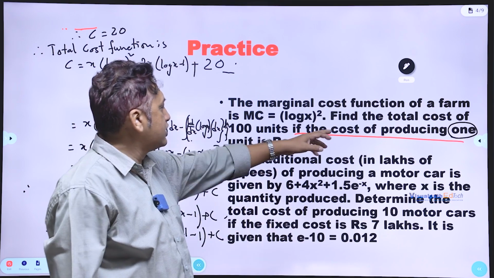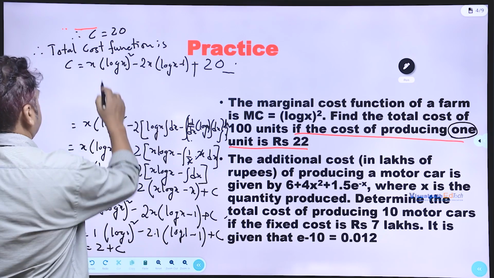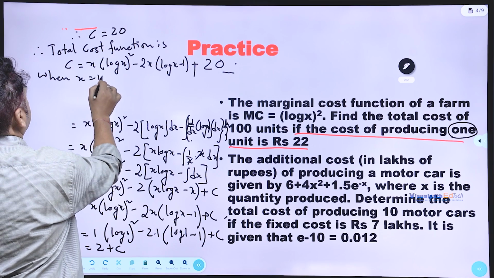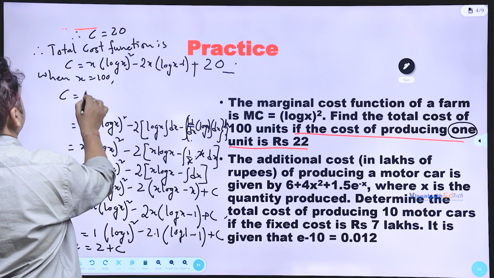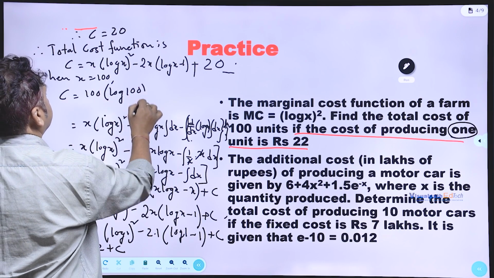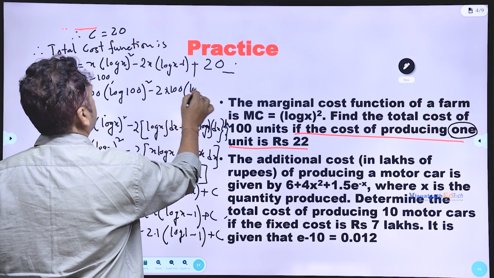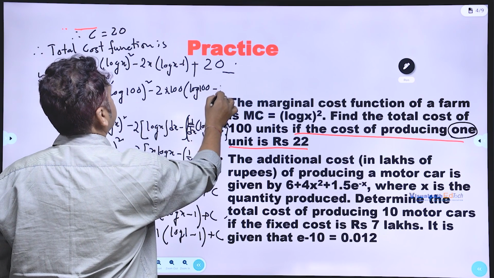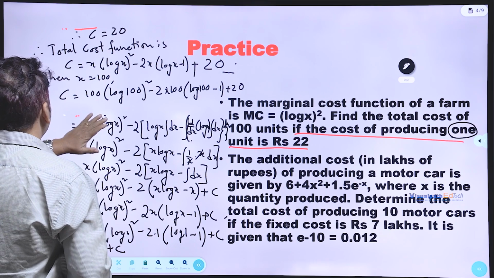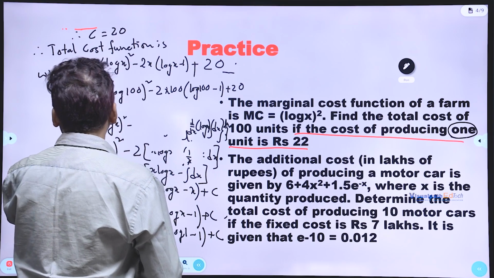But the question is asking you to find out the total cost of how many units? 100 units. Okay. So we'll say when x is equal to 100, C is equal to. So we have to do this: 100 into log 100 whole square minus 2 into 100 log 100 minus 1 plus 20. Okay, so let's see what will be the calculation for this.